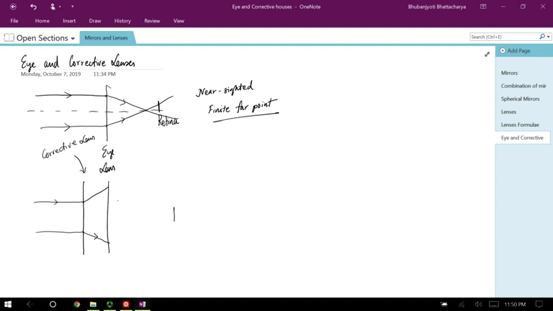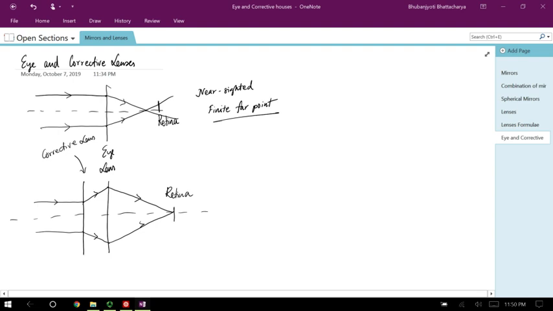So after interacting with the eye lens, because these were a little more diverging, they will now converge on the retina. That's the idea, right? So this is still the retina. Okay. So what does this mean, right? What is this corrective lens doing?